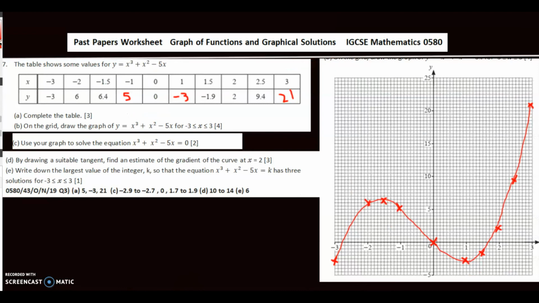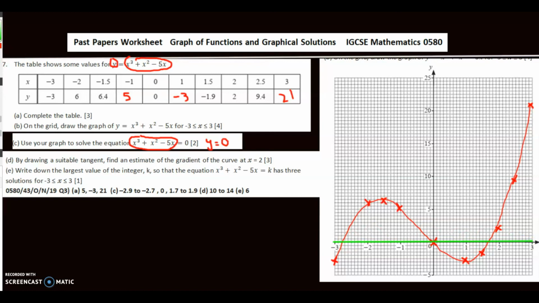Okay, for the next question, I've filled up the table and then I've plotted the graph as well. So part A and B is done. Part C, use your graph to solve this equation. The left hand side is actually equal to y. So this changes to y equals 0. Let me read the question again: use your graph to solve the equation y equals 0. So when y equals 0, this is the x-axis.